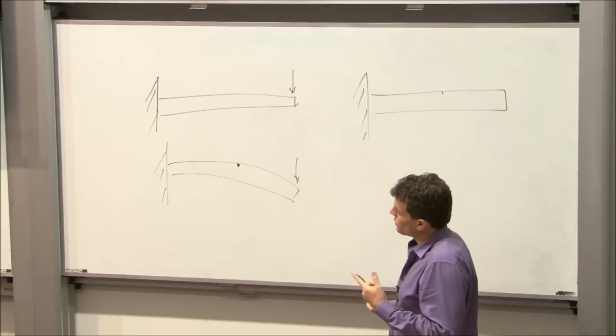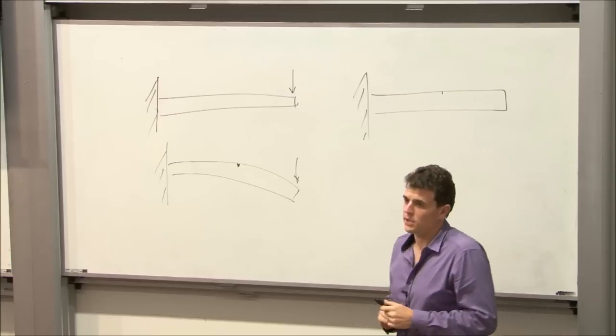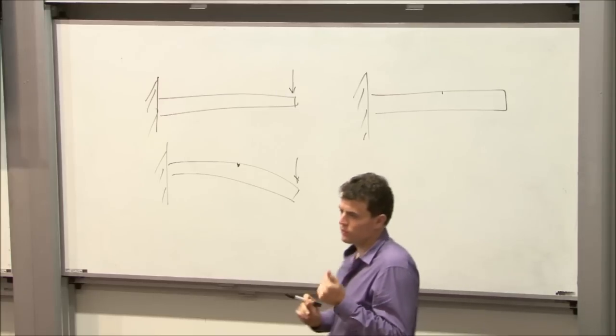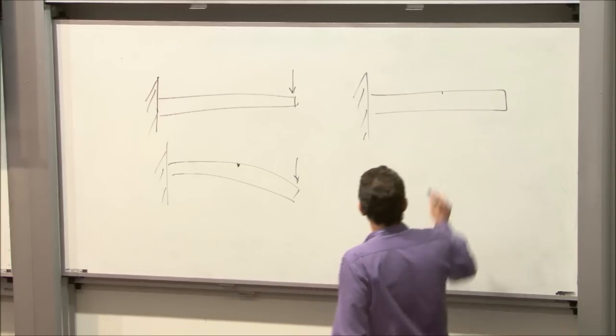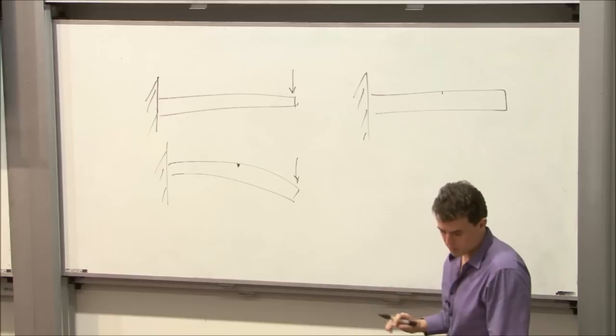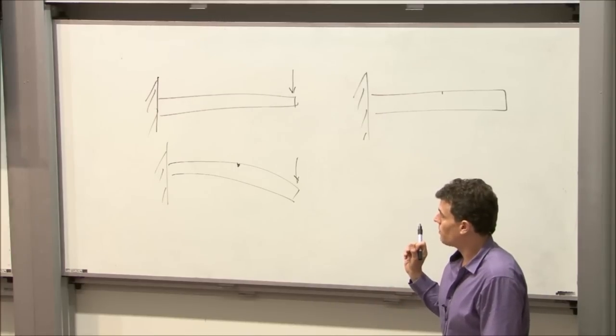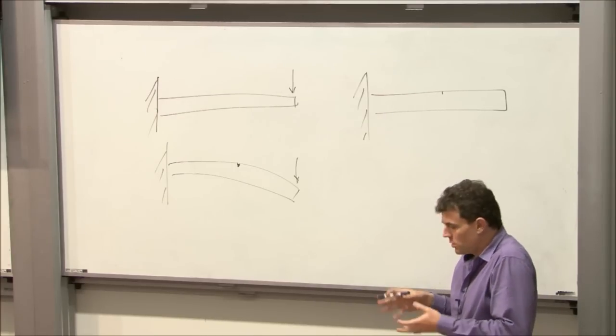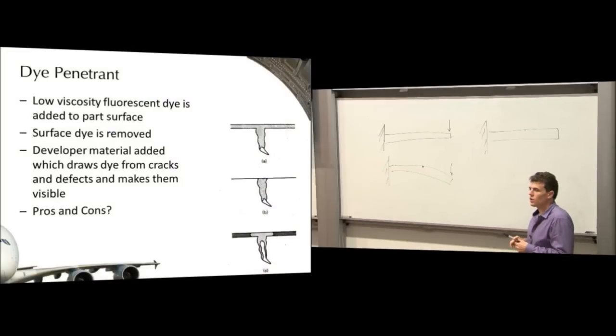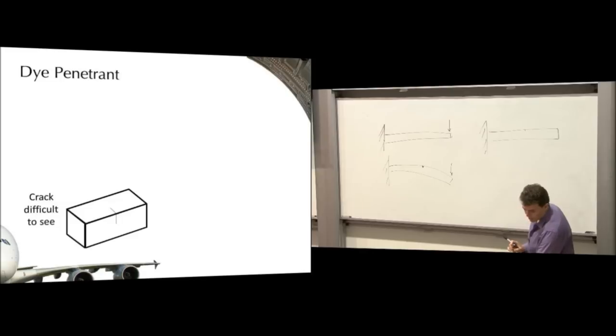So what we use is what's called dye penetrant testing. We have a very low viscosity fluorescent dye that we paint onto the surface, and I'll show you a graphic of this in a minute. And then we apply what's called a developer to draw the dye out of the cracks again so we can see where they are. And we make it fluorescent so we can more easily detect it with a fluorescent light.